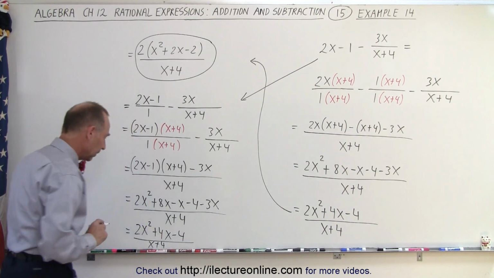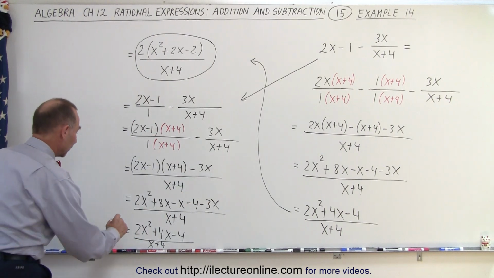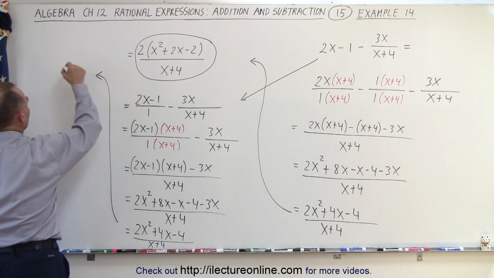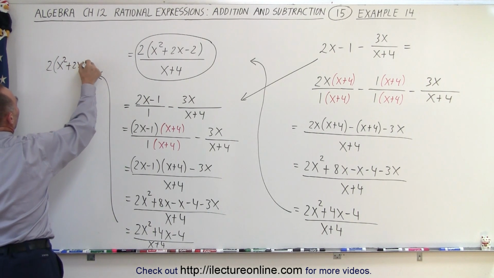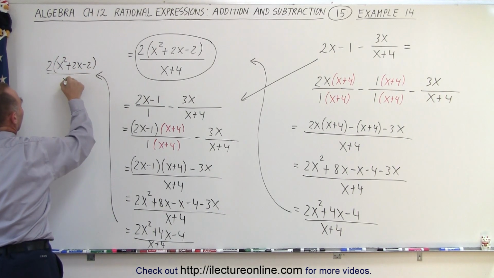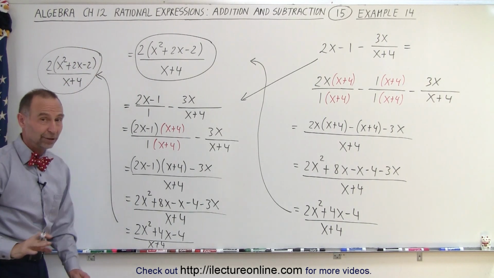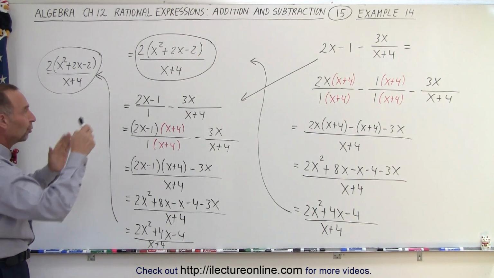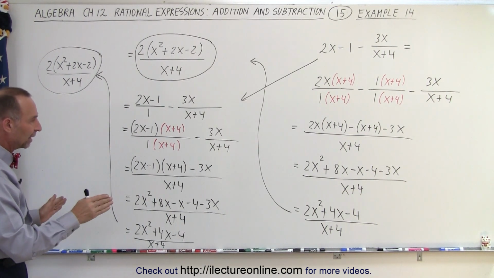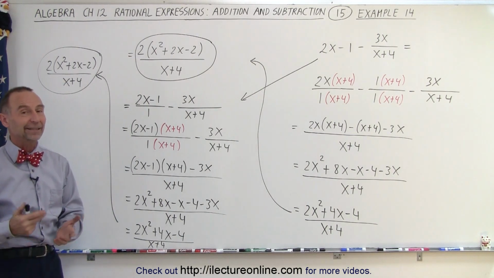And I'm kind of running out of room there. But that's the same thing that we had over there. And then, of course, when we factor out a 2, we can write this as 2 times x squared plus 2x minus 2, all divided by x plus 4. So we should get, of course, the exact same result. So you can see that no matter which way you approach it, if you don't make any mistakes, you should get the very same simplified form. And that is how it's done.